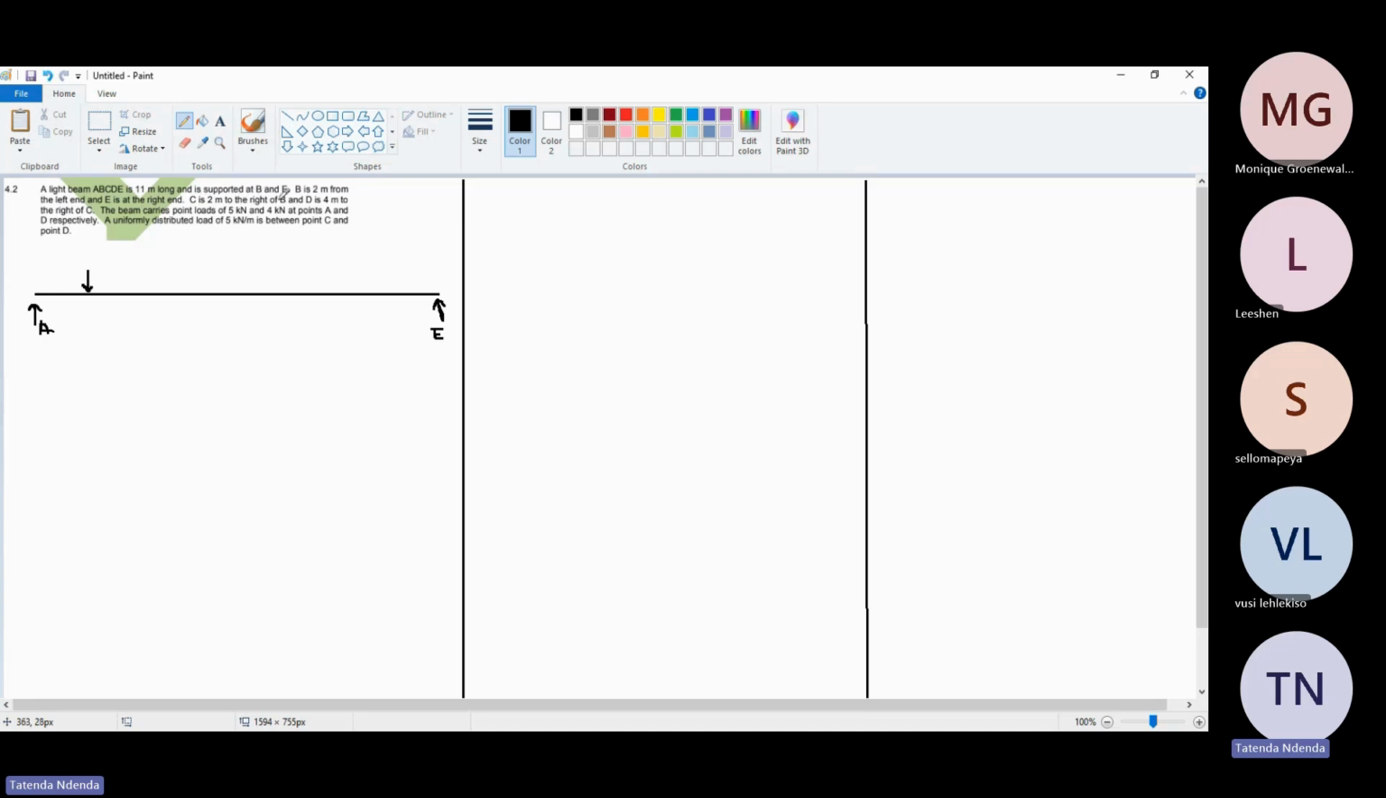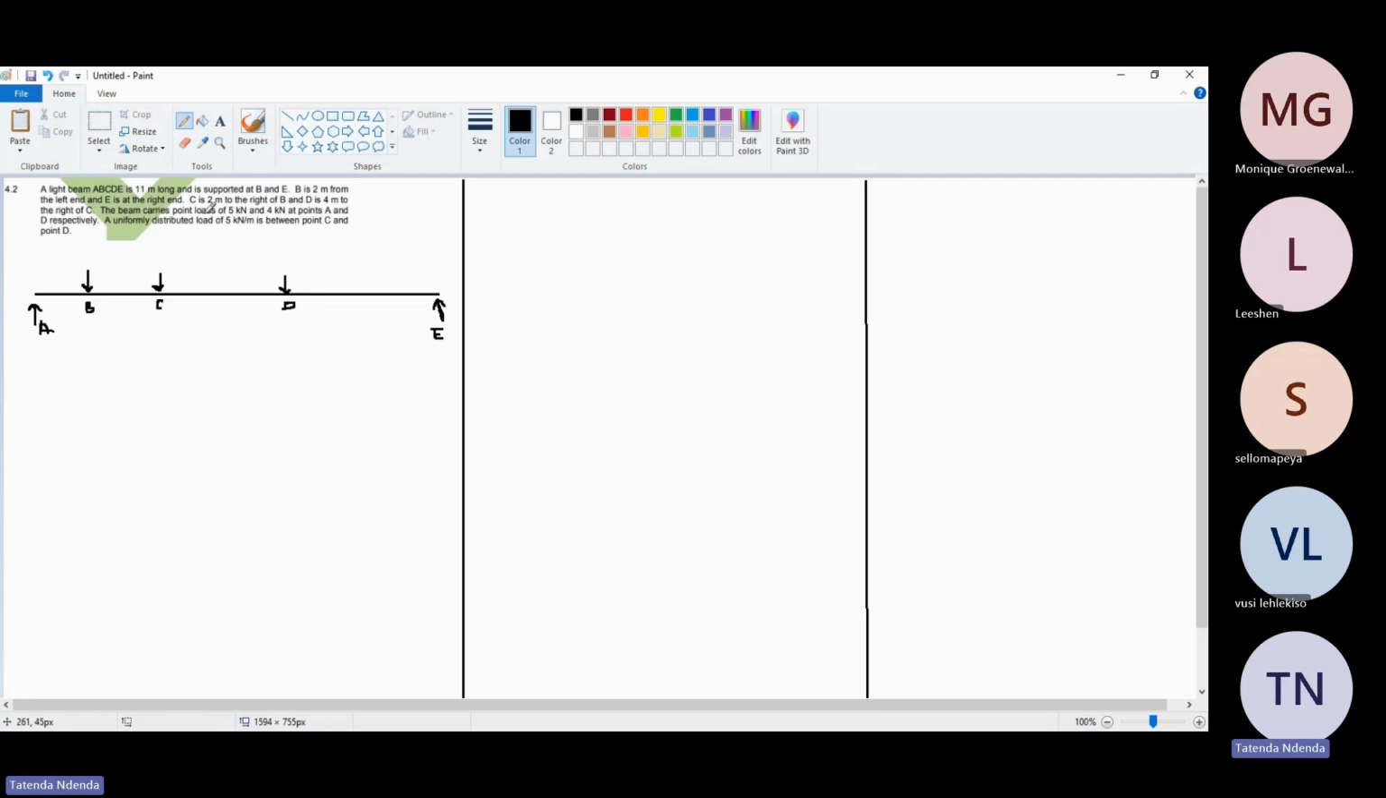C is 2 meters to the right of B. So we're going to have C here. So this is our B, this is our C, and D is 4 meters to the right of C. So we're going to have D here.